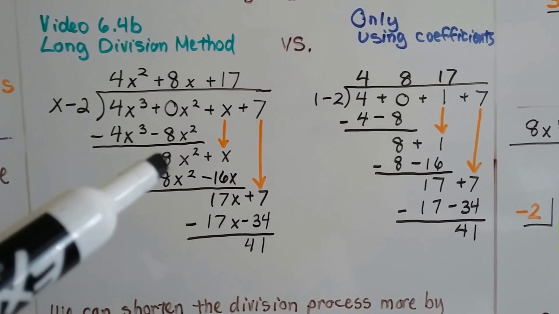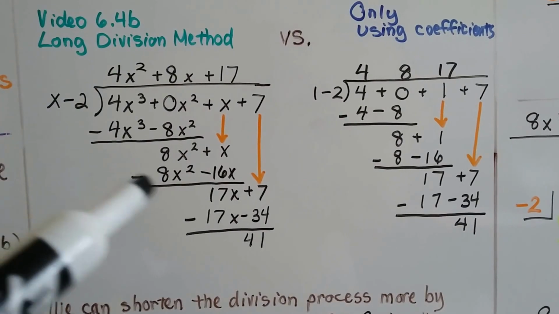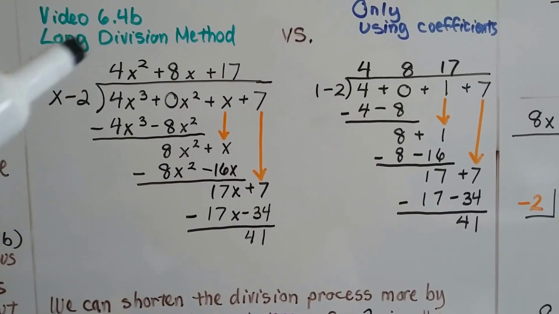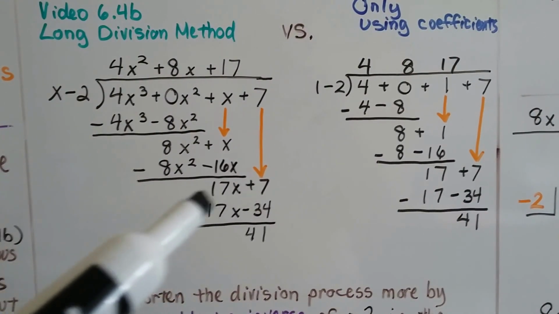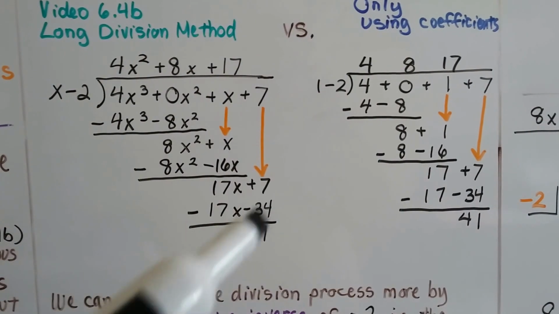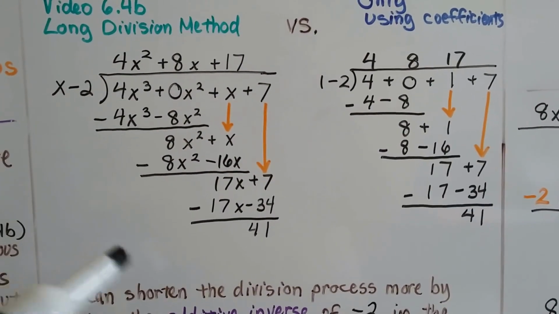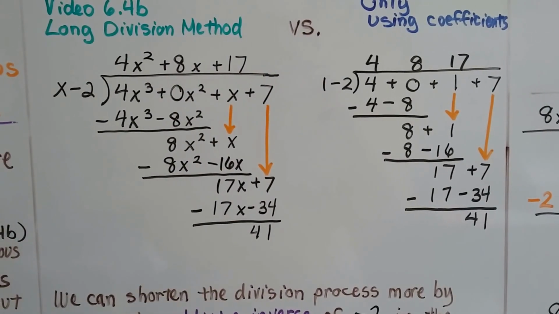We said x times what is 8x squared, and it was 8x. We multiplied these two and got 8x squared. We multiplied the 8x by the second term and got negative 16x. We did our subtraction, and we got a 17x. We dropped down the 7. See what we're doing here? It's just like the last video. So this is the long division method, and we ended up with a 41 as a remainder.